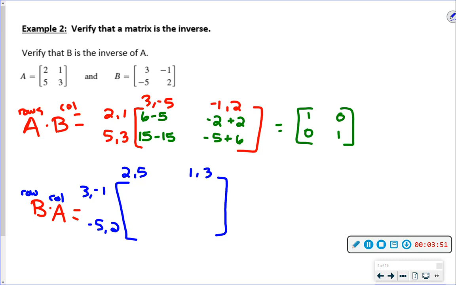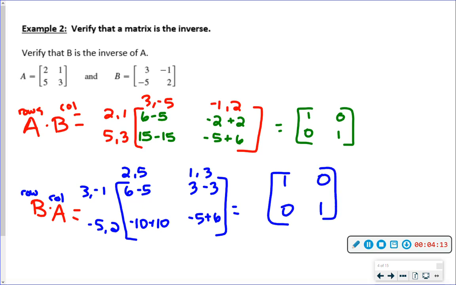And again, as long as we don't have any calculation errors, it should turn out to be 1, 0, 0, 1. 2 times 3, negative 1 times 5; negative 5 times 2, 2 times 5; 3 times 1, negative 1 times 3, got it; and negative 5 and 6. Looks good to me. I think we did all right.